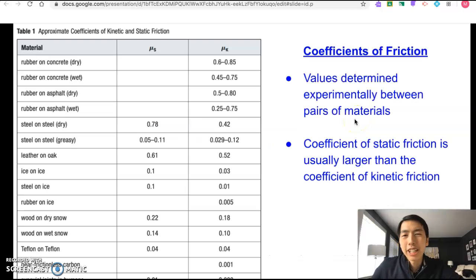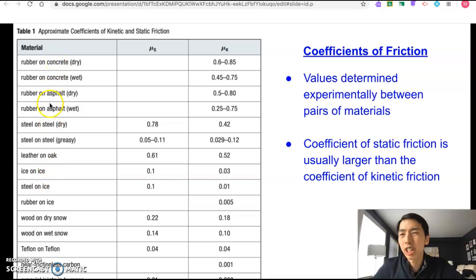And on this last slide here, I show a table. This is from the textbook. This just shows a whole bunch of different values for coefficient of friction. All of these values are determined experimentally. Okay, so people took the time to do experiments to try to determine the value of mu, and they did it for all these different pairs of materials.